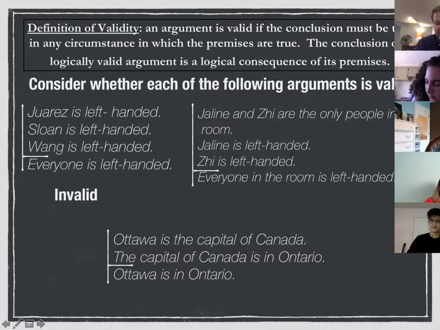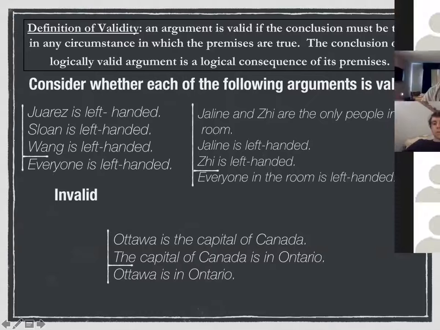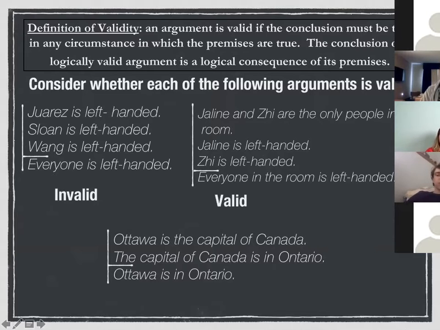Okay, what about number 2? So this argument. Trinity, what's your thought here? That one would be valid. Okay, why is it valid? Because it establishes that Jaylene and C are the only people in the room. Right, yeah. And everyone in the room is left-handed. They're both left-handed. So the conclusion clearly follows from the premises. So this is a valid argument. Good. And then what about our last example here?